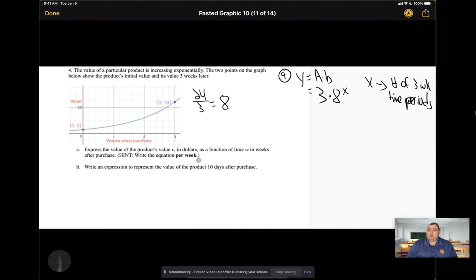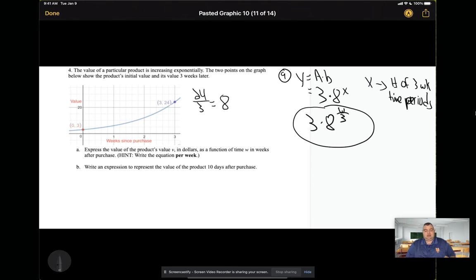So if I have weeks and I want to convert it to 3-week periods, I'm going to have to divide by 3, just like I've seen in previous examples here. So my equation per week is really going to be 3 times 8 to the power of W over 3.